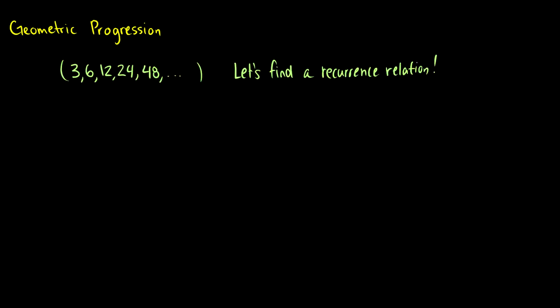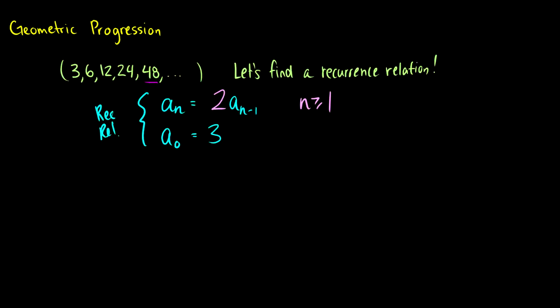Okay, a_n is equal to... if we take some nth number, some arbitrary number, in fact, let's take 48. How do we get 48? Well, we take the previous number, a_(n-1), and then we multiply it by 2. And of course, this has to be for n greater than or equal to 1, because we need one previous number to figure out what the current number is. And what is the first number in the sequence to start it off? Well, that's the number 3. So this is the recurrence relation for this sequence.